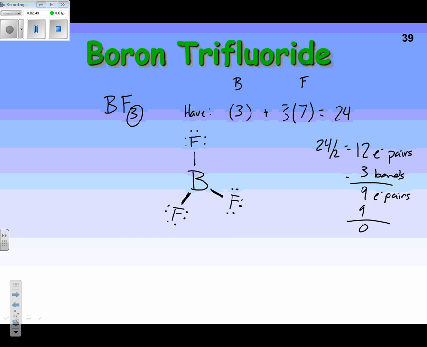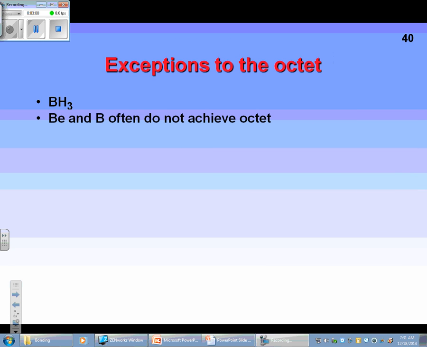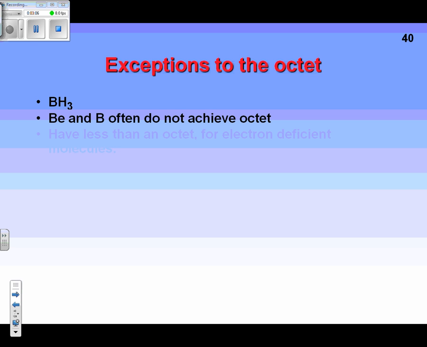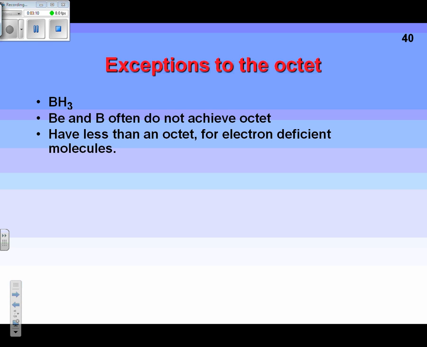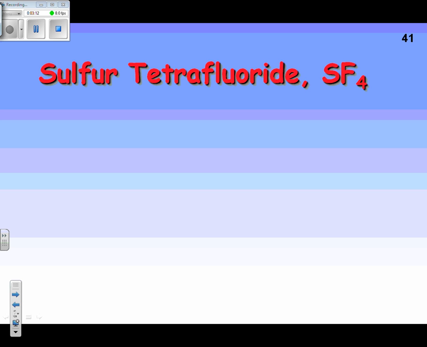If you see boron or beryllium, you need to watch out for an electron deficient molecule violating the octet rule by having access to less than 8. Beryllium and boron often do not achieve an octet, so watch out for those guys. They have less than an octet. They're electron deficient molecules. Here's one, SF4.